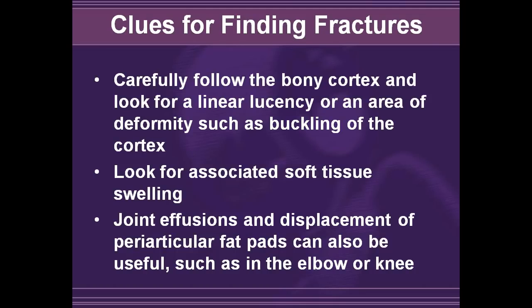Clues for finding fractures. The first thing to do is to carefully follow the bony cortex and look for a linear lucency or area of buckling or deformity of the cortex. Look for soft tissue swelling and look for joint effusions. Displacement of the periarticular fat pads is very useful around the knee and elbow.